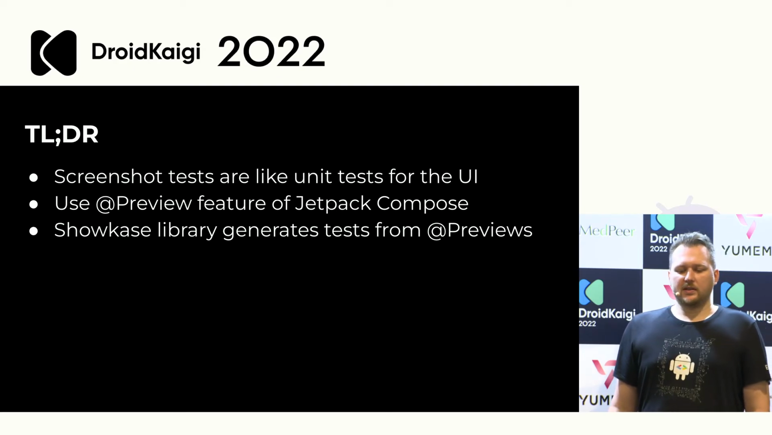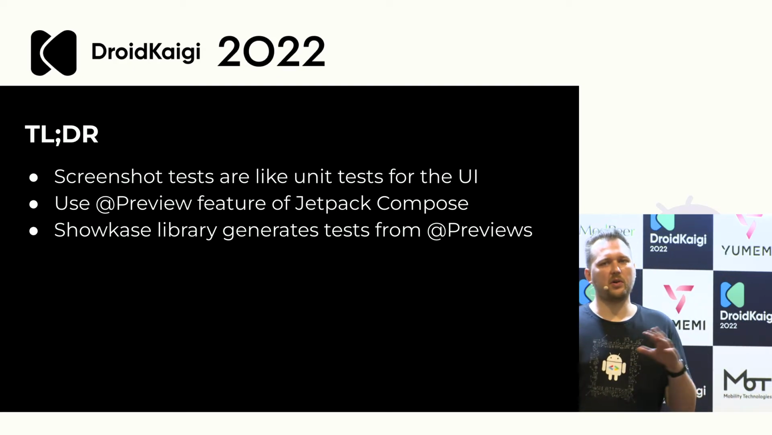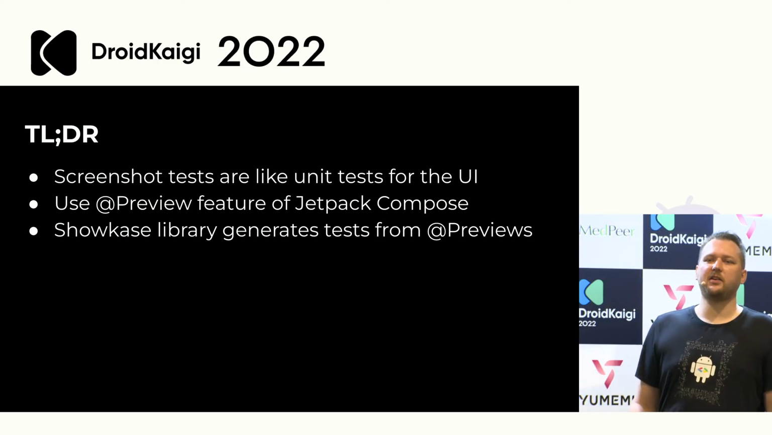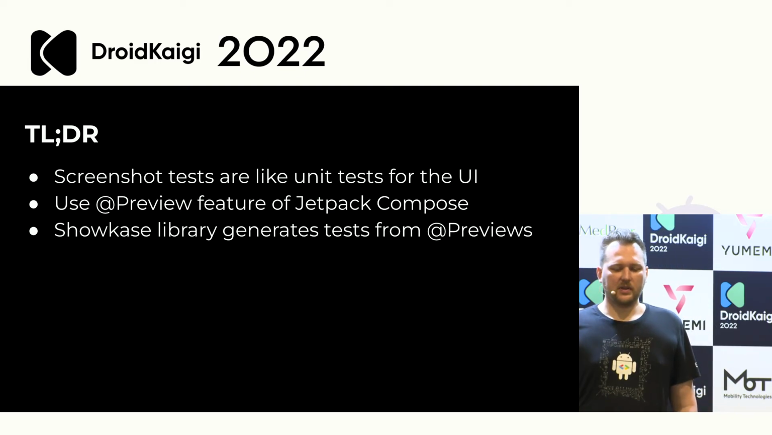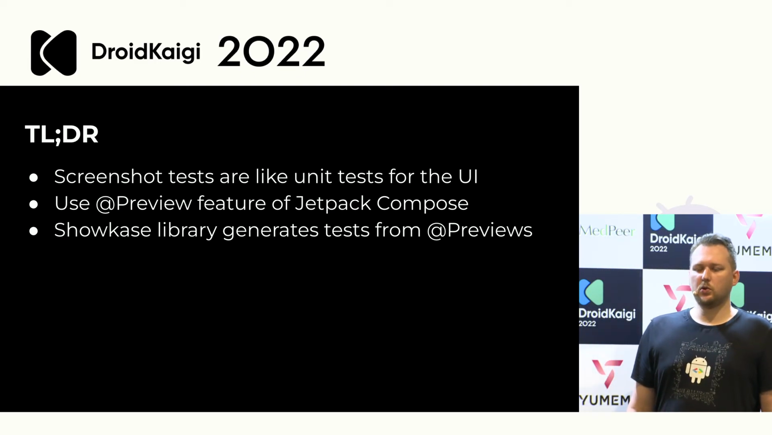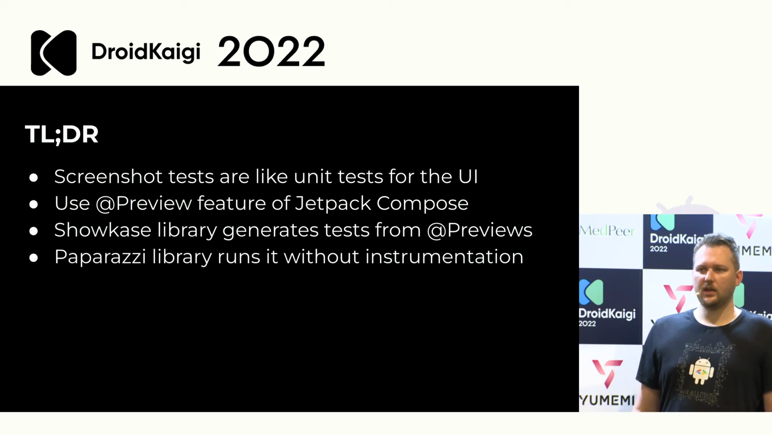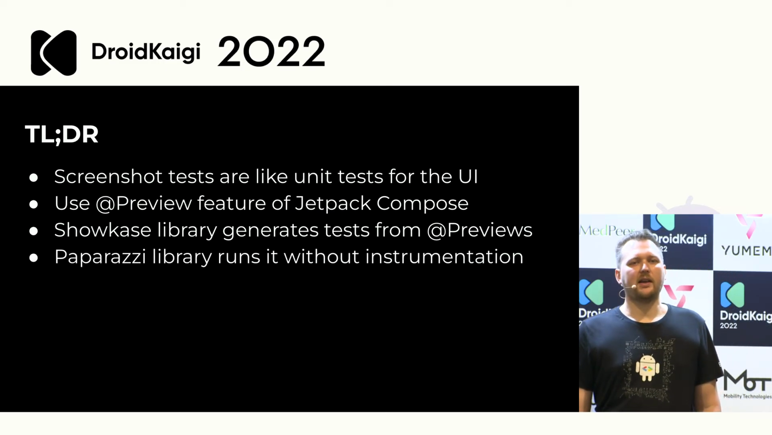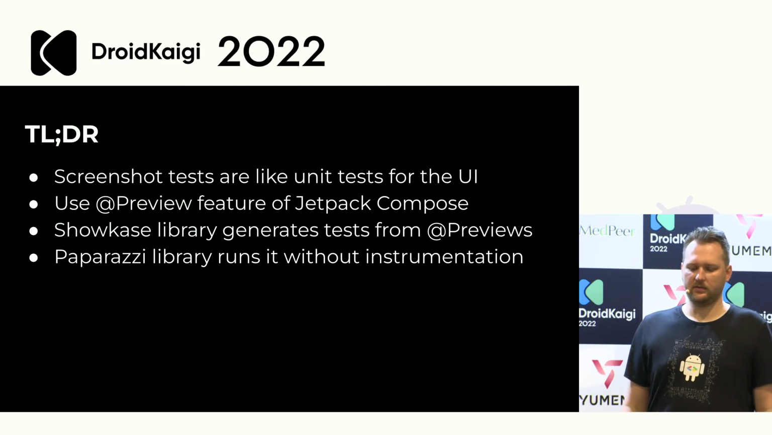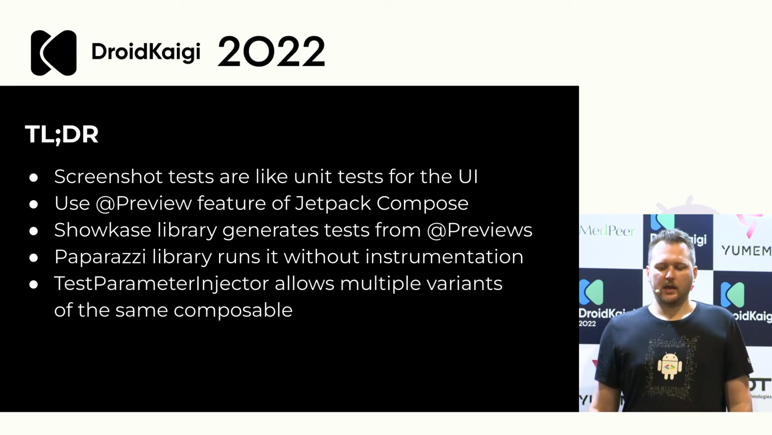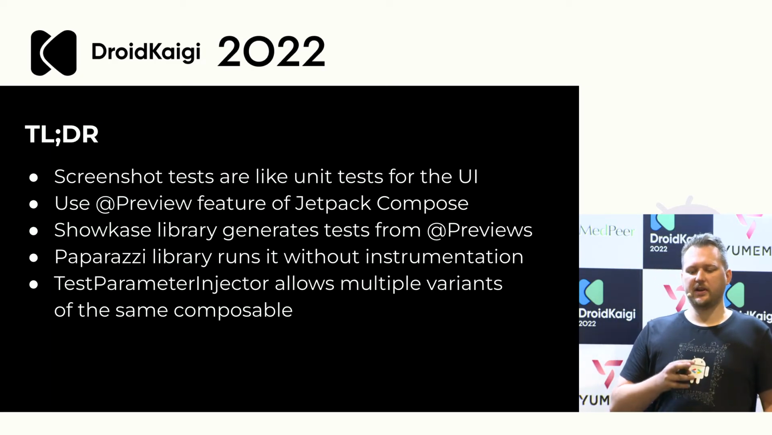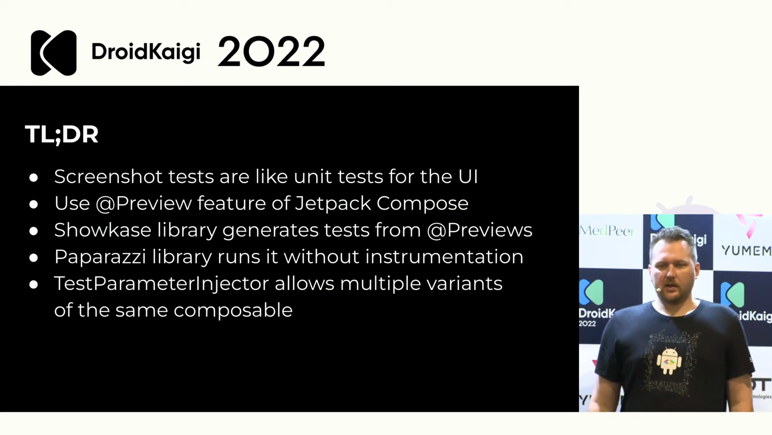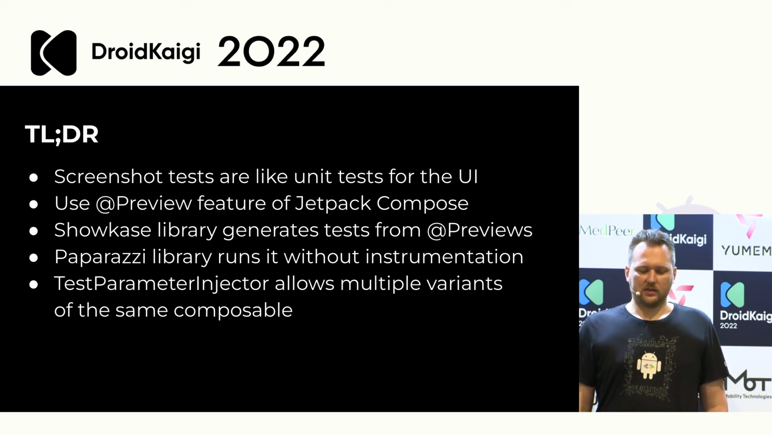Use this Showcase library. It generates tests from all your previews. It has also the added benefit of this UI for your designers, QA, PMs. But most important, it creates this glue for screenshot testing. This Paparazzi library allows you to run the verification without instrumentation. That means device or emulator. And this TestParameterInjector library allows you to create multi-variants of the same composable, like dark mode, font scale, and stuff like that.